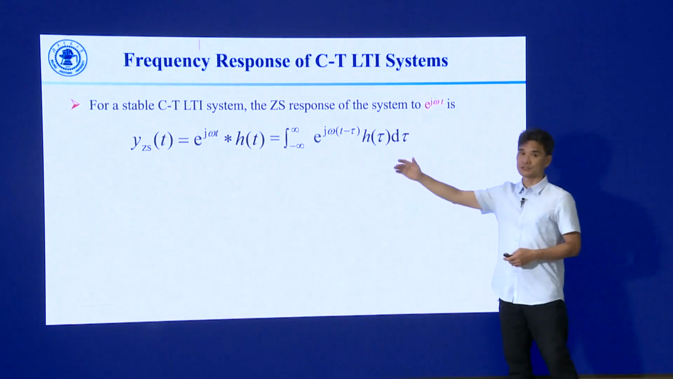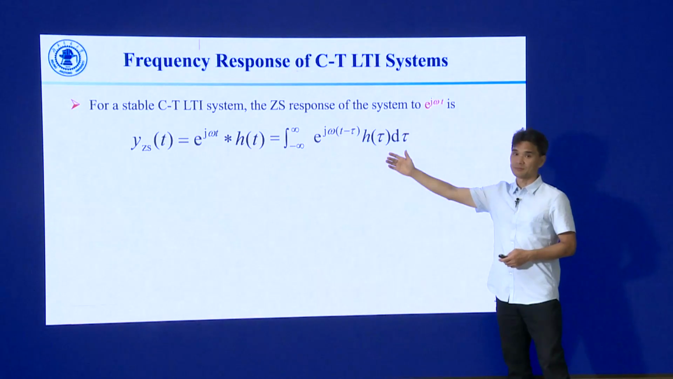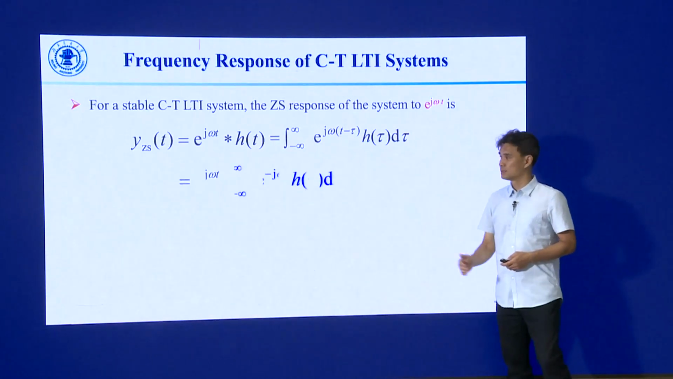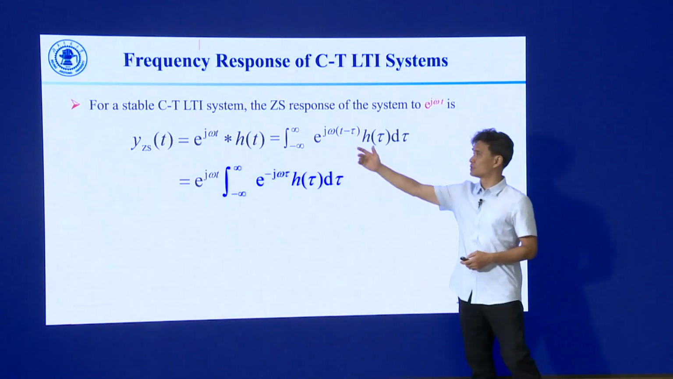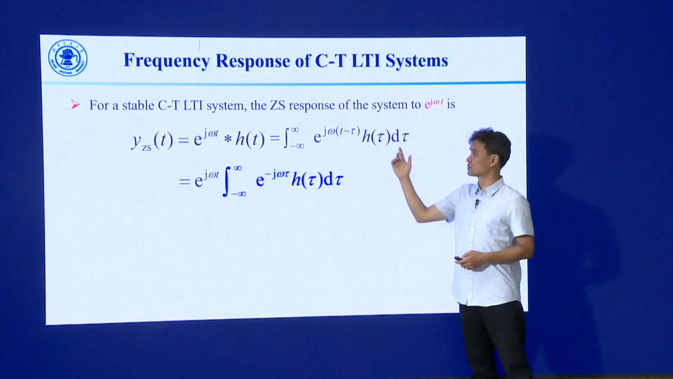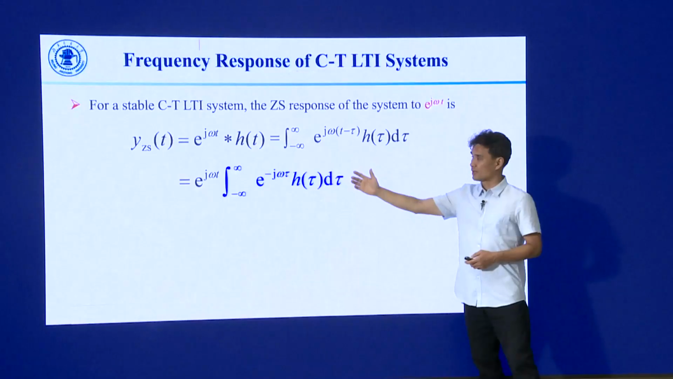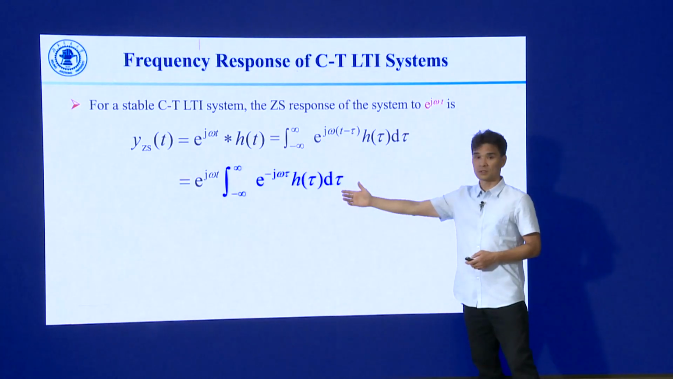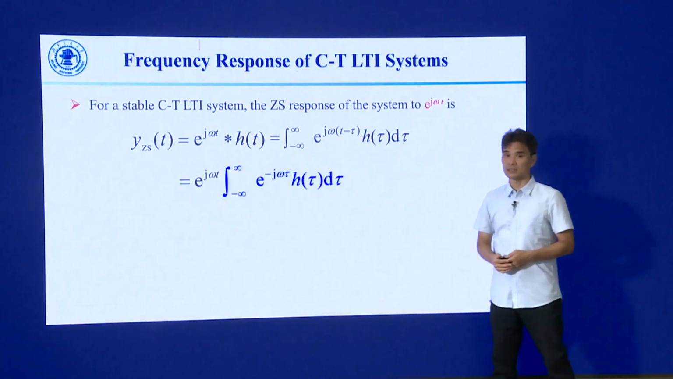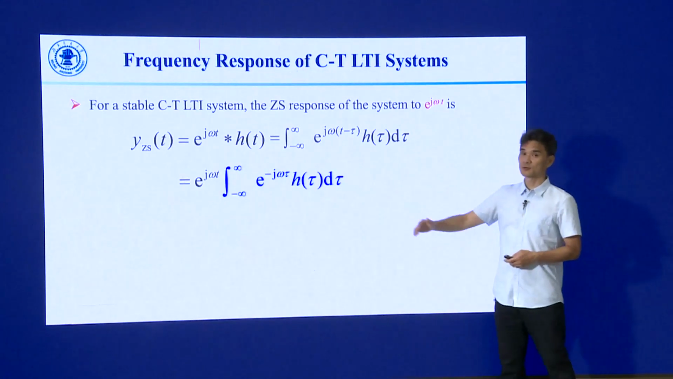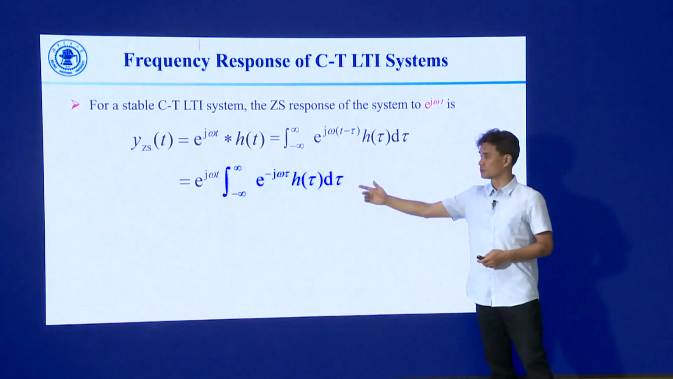Here is the definition for the convolution. And let's rewrite it, because this part has nothing related to tau, so it can be moved outside the integral. And pay attention to the terms left inside the integral. It is actually the Fourier transform of h(t).